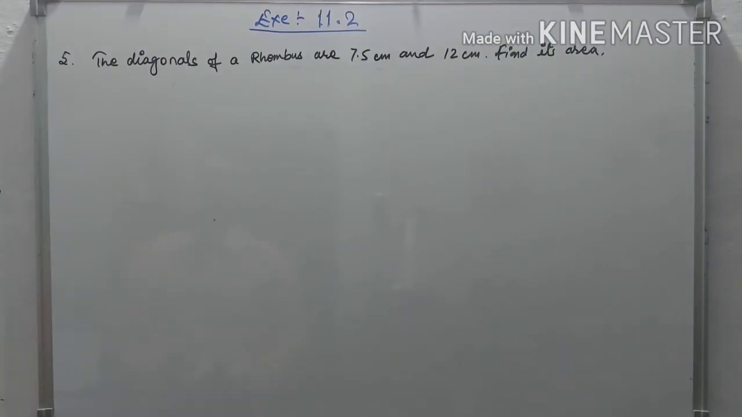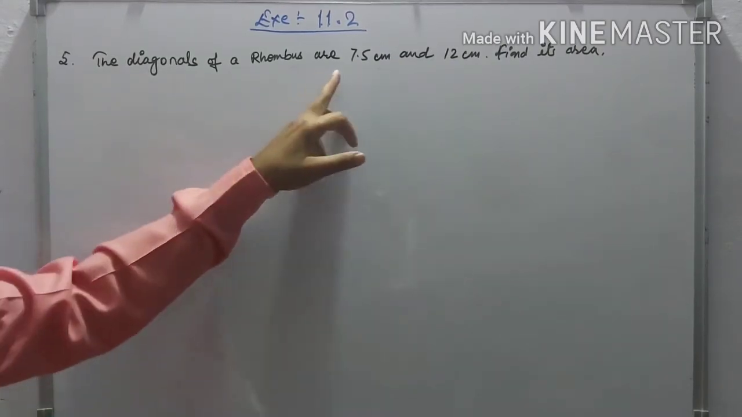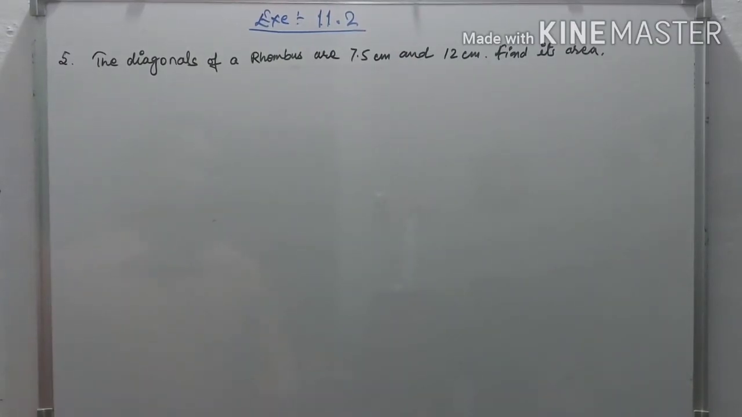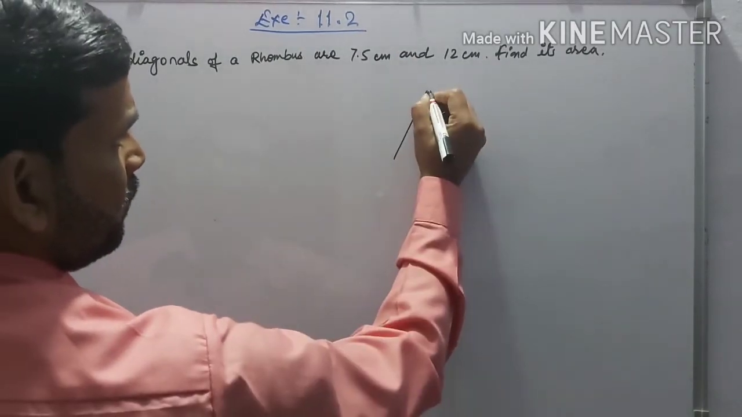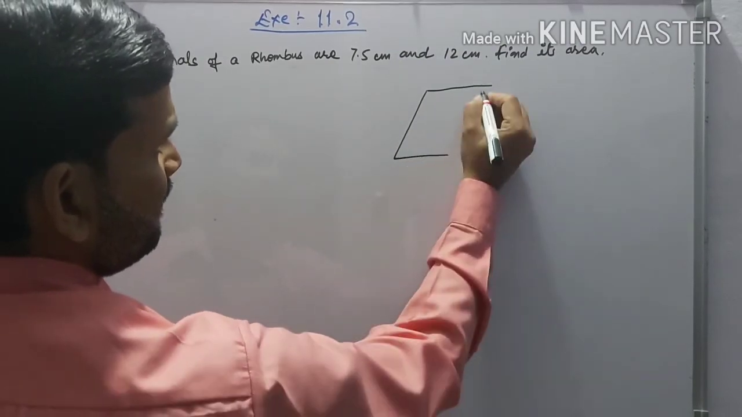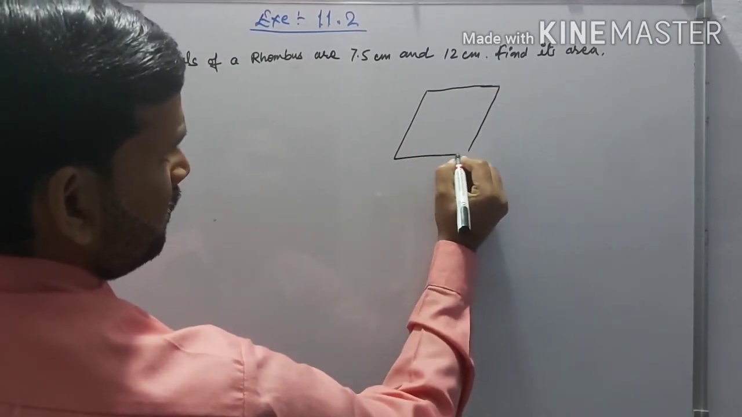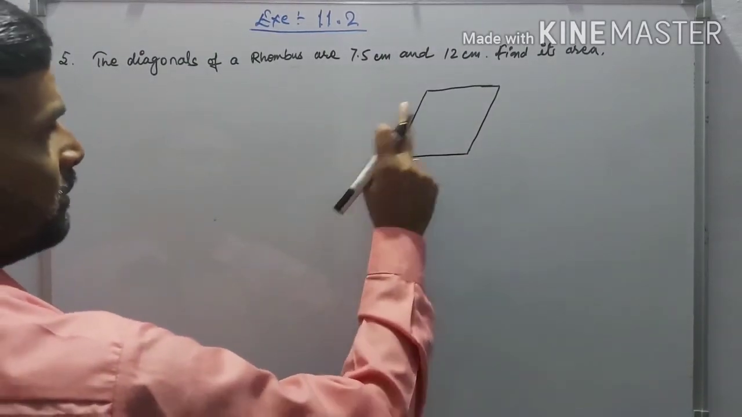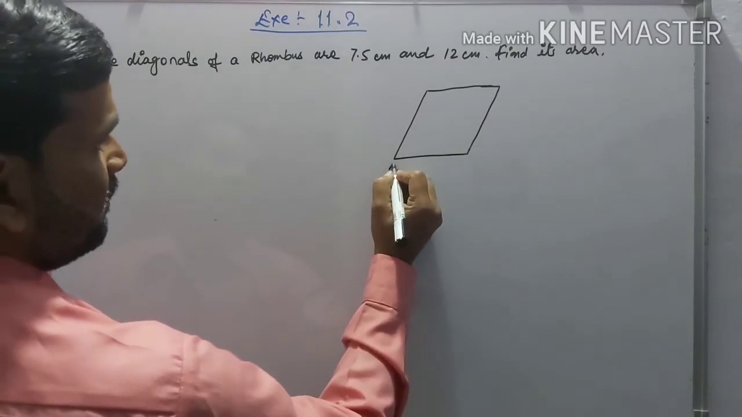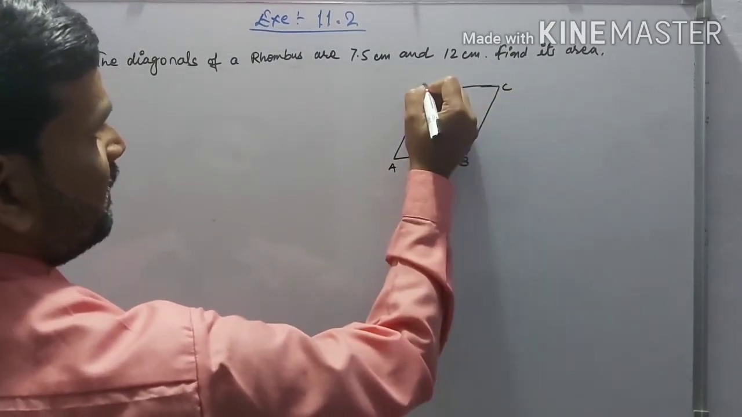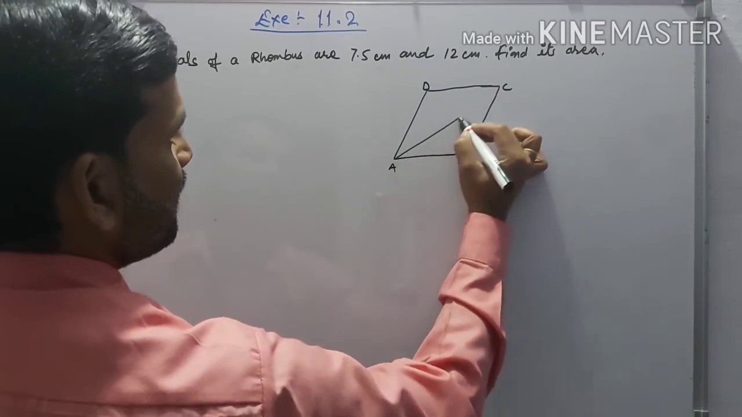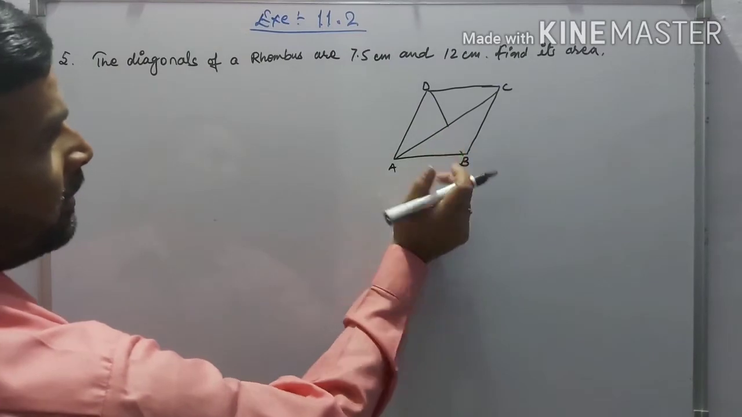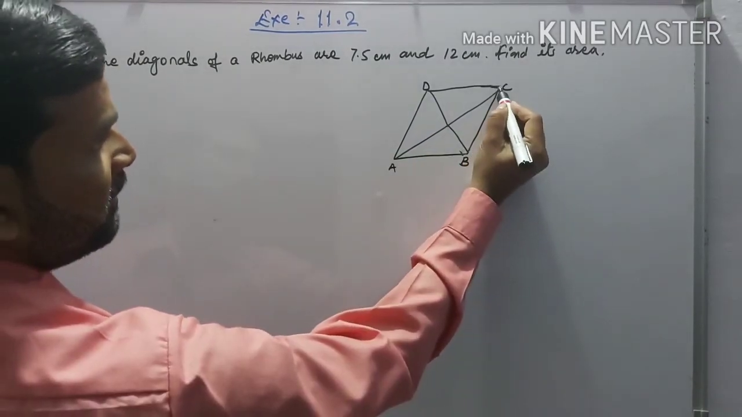Question number 5. The diagonals of the rhombus are 7.5 centimeter and 12 centimeter. Find its area. First we will make a rough diagram of the rhombus. A rhombus has all sides equal, similar to a square, but the difference from a square is that each angle of a square is 90, but in a rhombus each angle is not 90. Suppose ABCD is a rhombus and AC and BD are the diagonals.